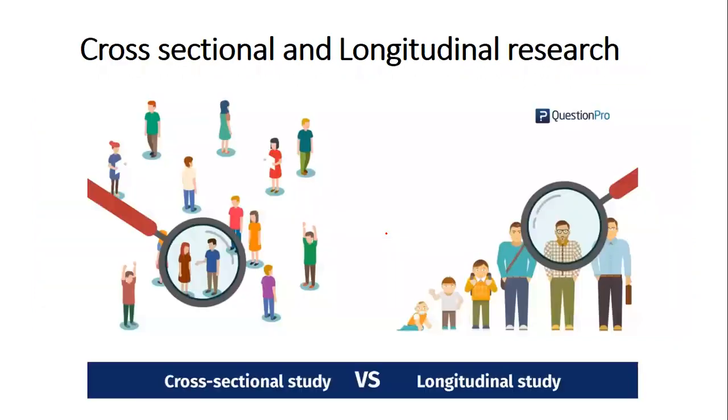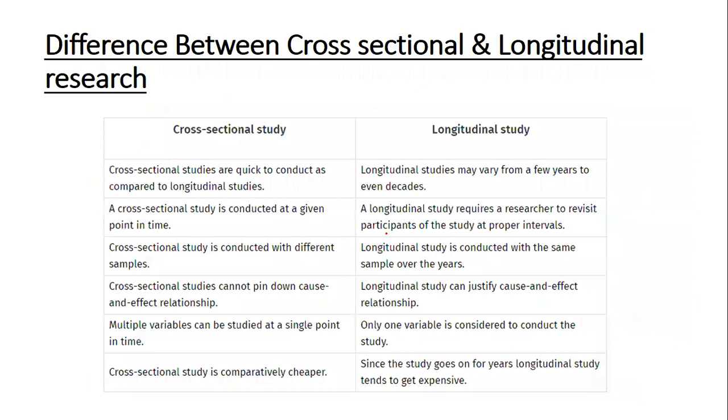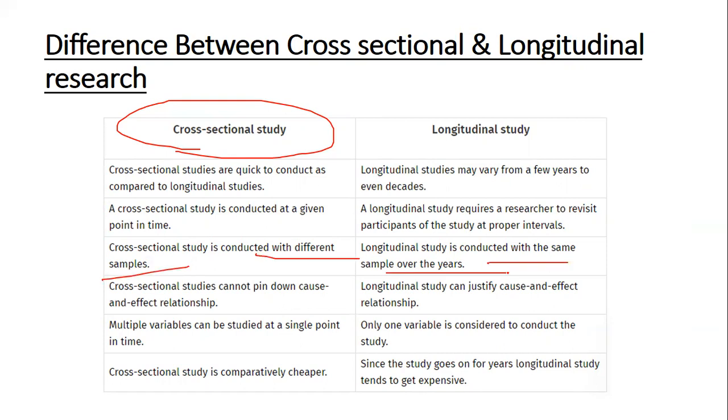Now cross-sectional and longitudinal. Again, students get confused here, though it is very simple. So we'll just quickly do it. When I say cross-sectional, it means samples are taken from various sections at a given point of time. So different sections. Whereas when we say longitudinal, it is the same sample over the years.